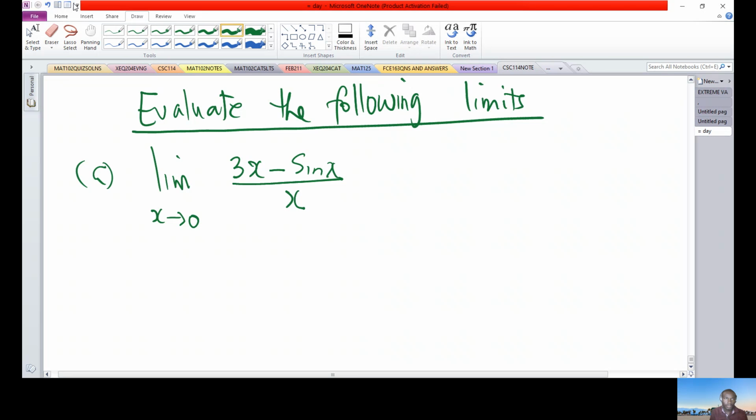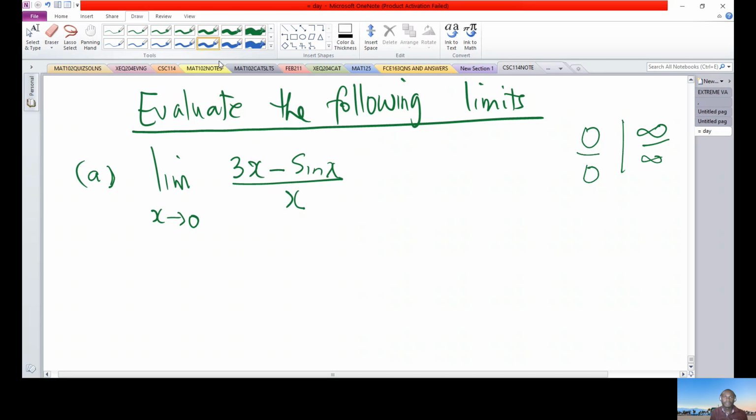As I told you in the first lecture when we were introducing the two theorems involving L'Hopital's rule, you must always test that the functions you have satisfy one of the indeterminate forms: 0 over 0, or infinity over infinity, or negative infinity over infinity. If that condition is not satisfied, then forget about applying L'Hopital's rule.